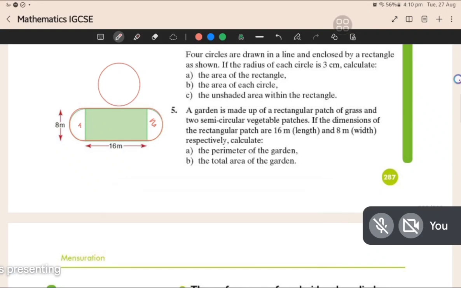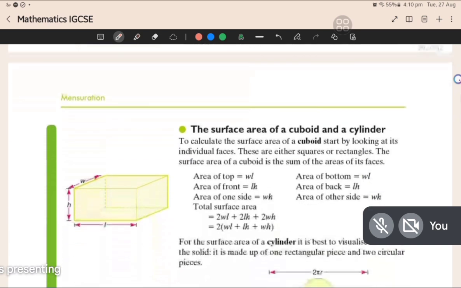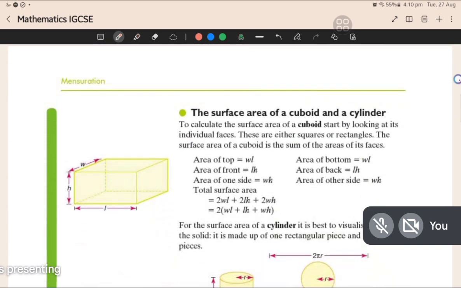In 2D structures, what are the two things that we look for? We look for perimeters, we look for area. Yep. Okay. Now we're moving on to 3D structures.